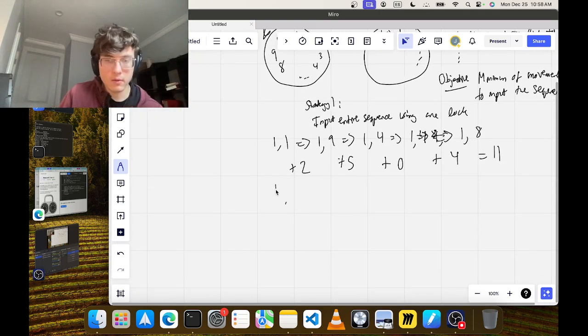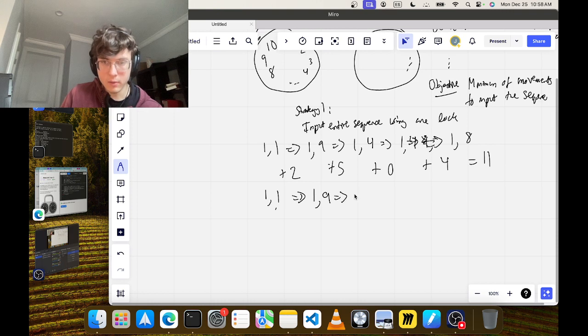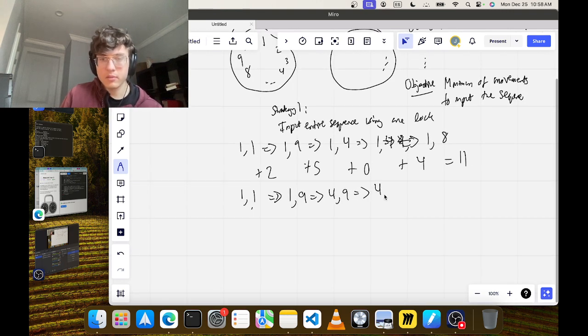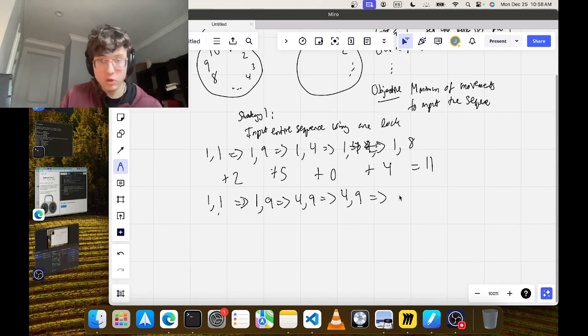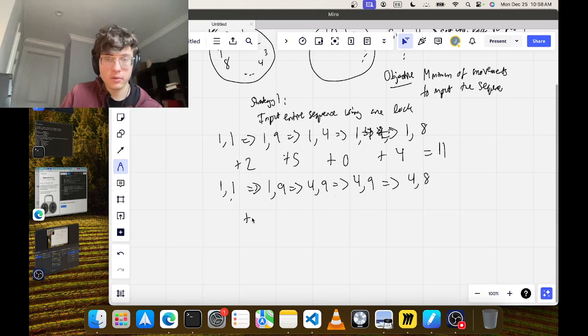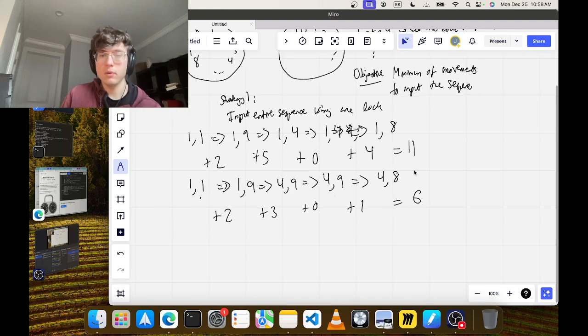That looks like this. So 1, 1, we still have to move one of them to 1, 9. And now we move the second one to 4 instead. Then we stay at 4 because we get a 4 again. And then finally, we move the one that was already on 9 to 8. So this costs 2 again. This costs 3 this time because we're moving the 1 to the 4. This one costs 0 because the 4 stays. And finally, we're moving this one just 1. So this is 6, which is way better than 11.